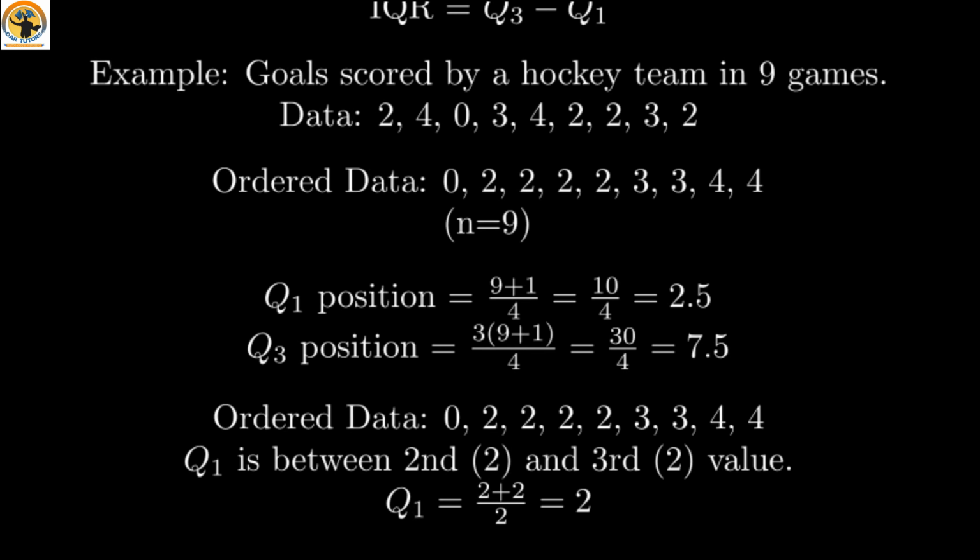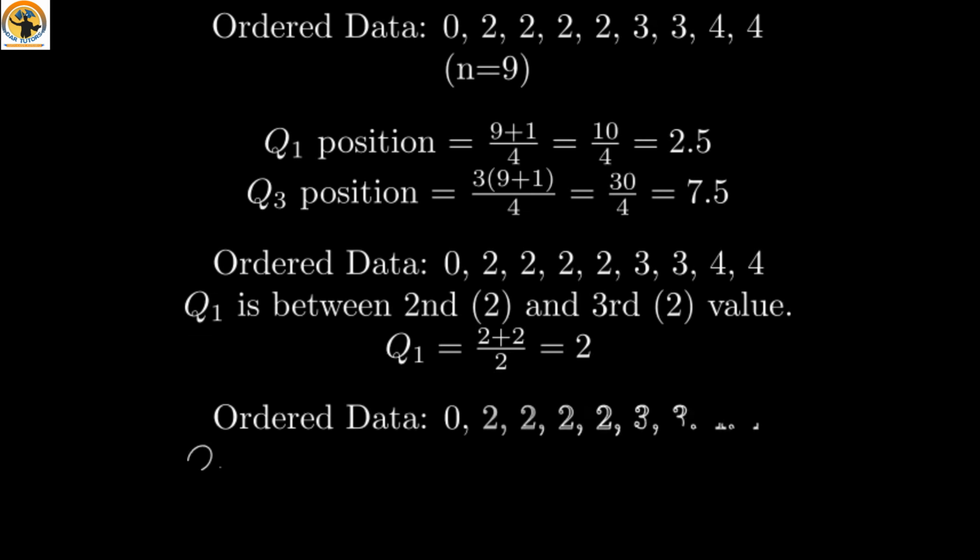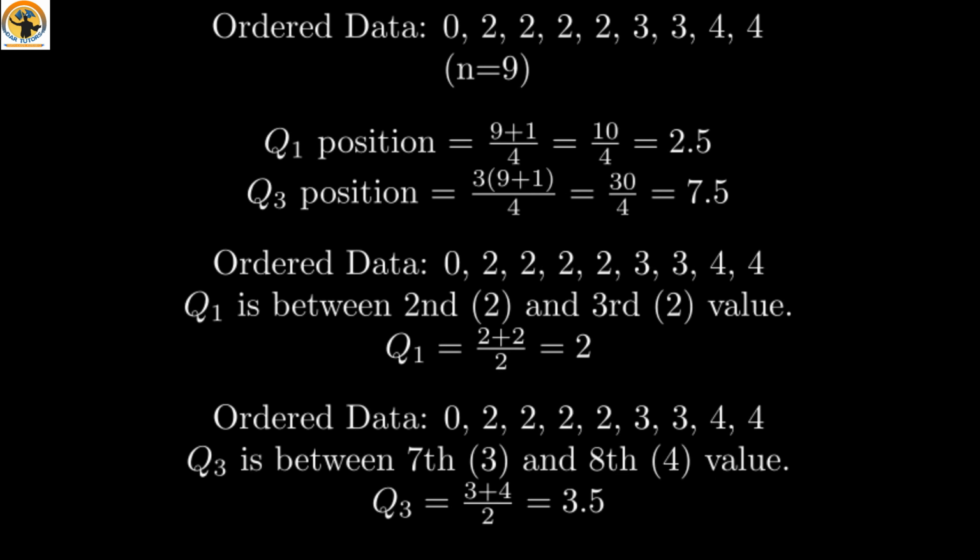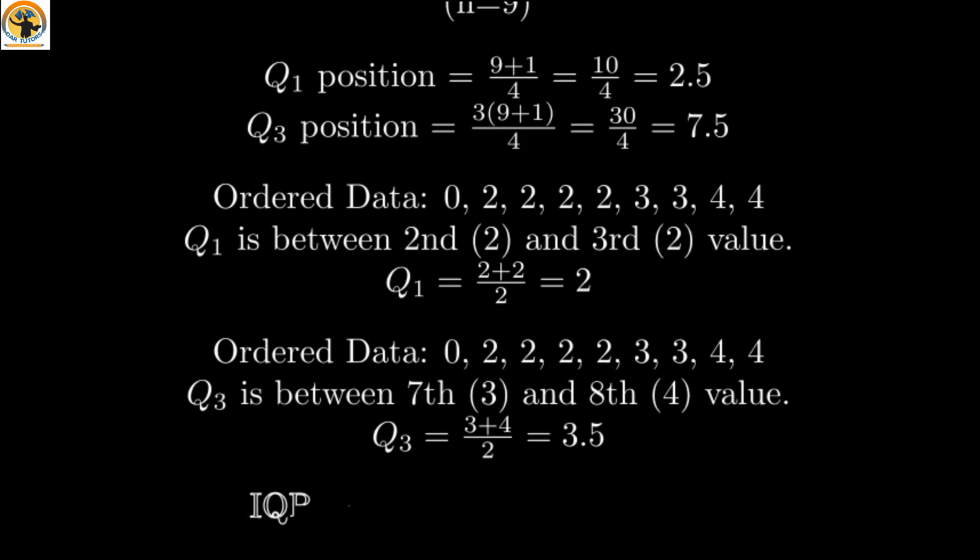Similarly, a position of 7.5 means Q3 is halfway between the 7th and 8th data values. The 7th value is 3, and the 8th value is 4. The value halfway between them is 3.5, so Q3 is 3.5. Now we can calculate the IQR. The interquartile range is 3.5 minus 2, which equals 1.5.